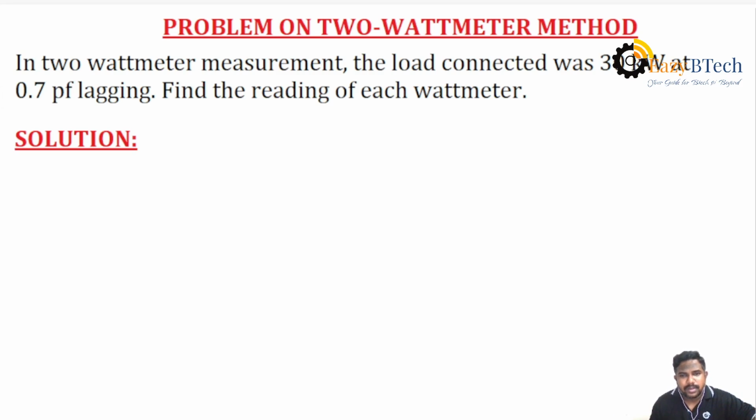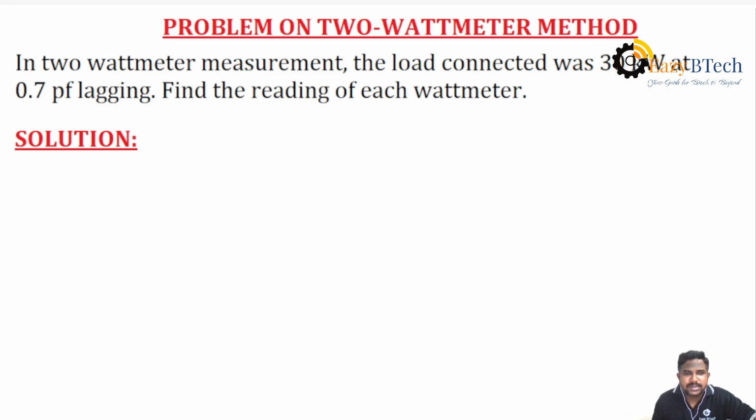In this video, I am discussing how to solve a problem in the 2 wattmeter method. That is, how to find the different readings of the 2 meters, or how to find the circuit elements by using the 2 wattmeter method. We know the formula of the power factor cos phi by using the 2 wattmeter method.